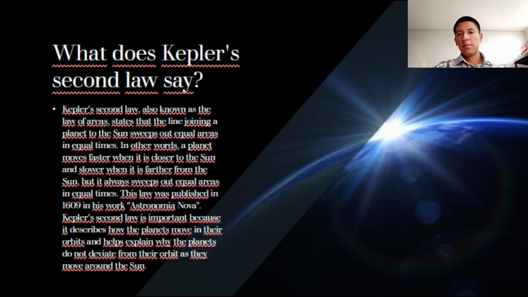The next point is Kepler's second law, also known as the law of areas, which states that the line joining the planet to the Sun sweeps out equal areas in equal times. In other words, a planet moves faster when it is closer to the Sun and slower when it is farther from the Sun, but it always sweeps out equal areas in equal times. This law was published in 1609 in his work Astronomia Nova as well. Kepler's second law is important because it describes how the planets move in their orbits and helps explain why the planets do not deviate from their orbit as they move around the Sun.